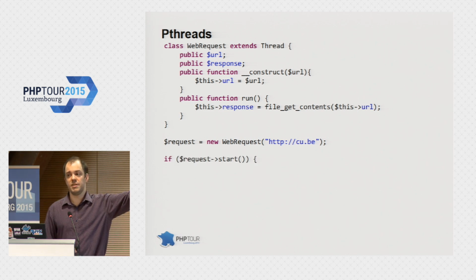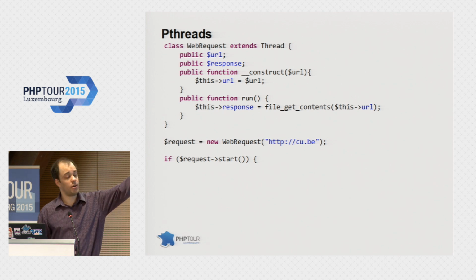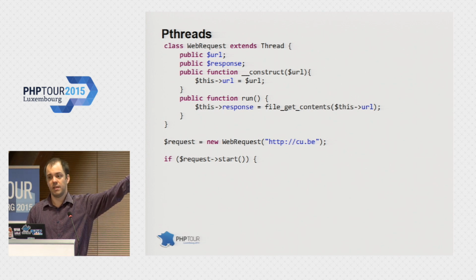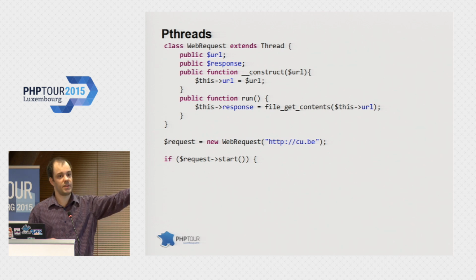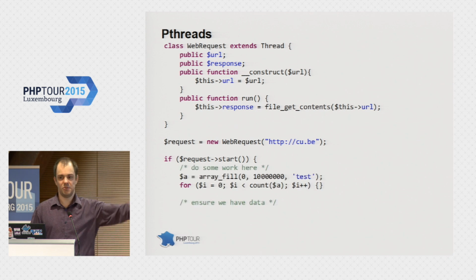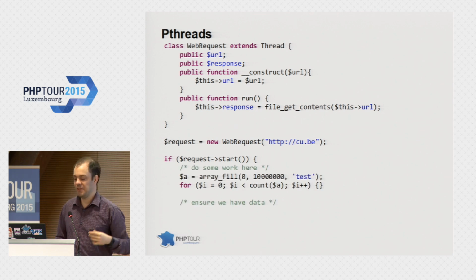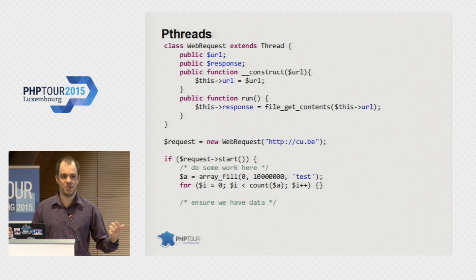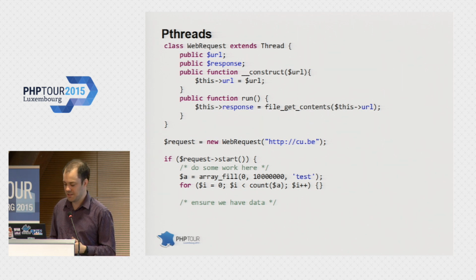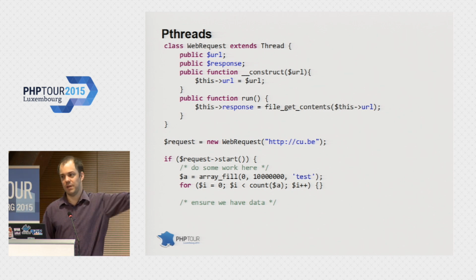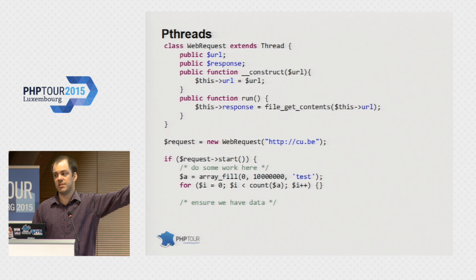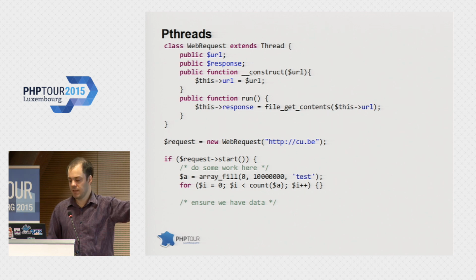Now, as soon as you do this, it's actually going to start that run method, and it's going to do that in the background. So whatever we do after this, we can do whatever we want here. In this case, I'm doing array_fill 10 million times "test". I'm filling an array with 10 million items of nothing more than the string test, and I'm going to do a for loop across that. Basically, we can do whatever we want here. In the background, in the meantime, that file_get_contents is running simultaneously.